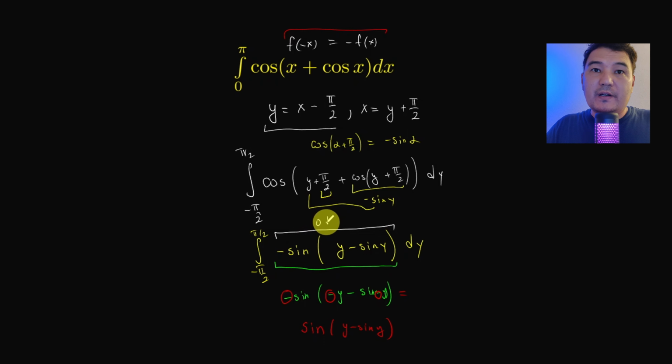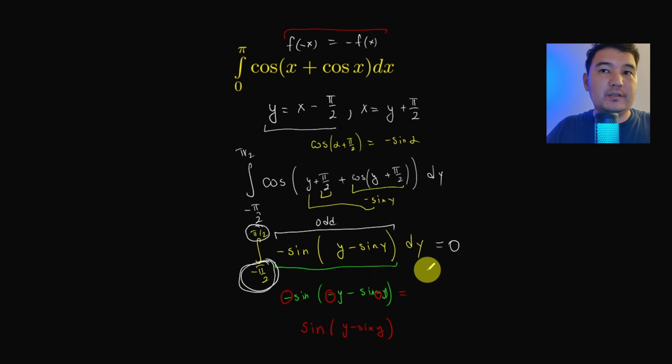Now when you know that this function is an odd function and you are integrating it in a symmetric interval from negative pi over 2 to pi over 2, it means that this integral is equal to 0. That's it. You don't need to integrate the function. The only thing we did was to shift the function to the left and prove that it's an odd function. That makes the whole integral equal to 0.